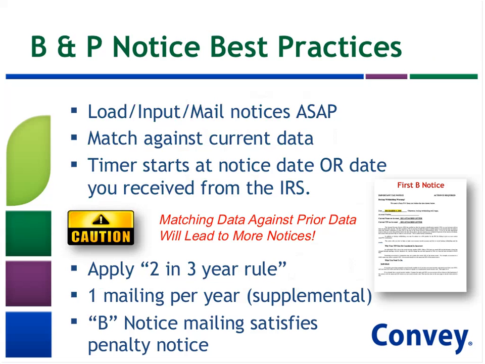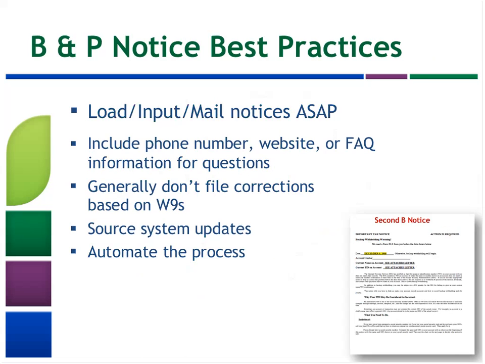Matching data against prior year data will lead to more notices. Remember to apply the 2- and 3-year rule. One mailing per year is all that's required, and then remember the B notice mailing does satisfy the penalty notice.